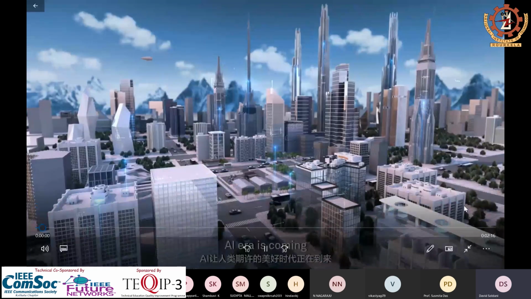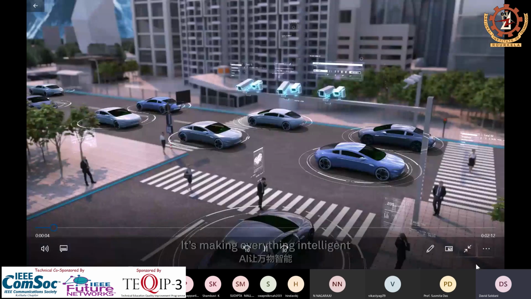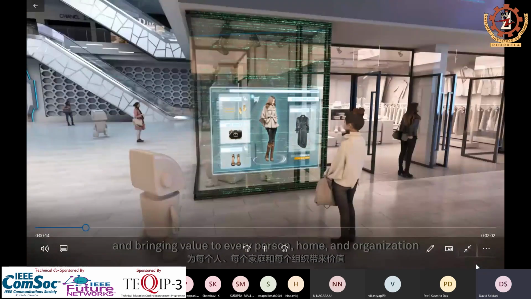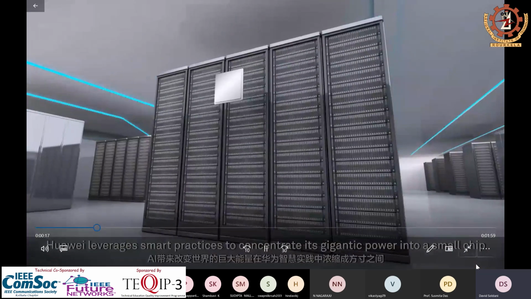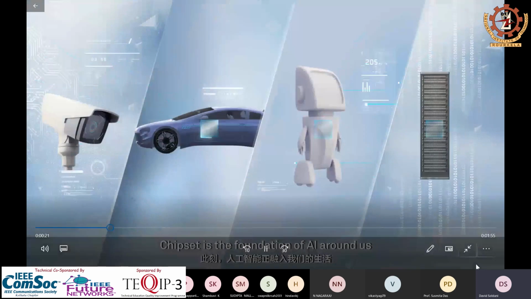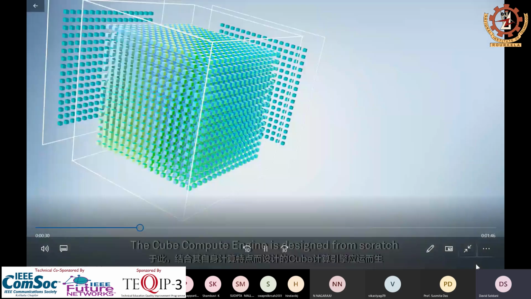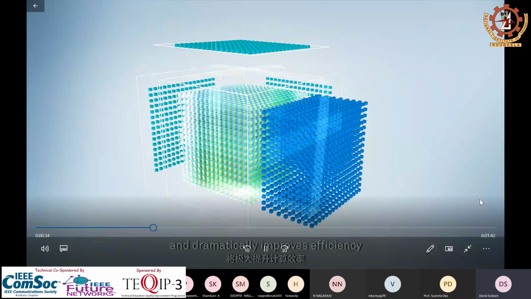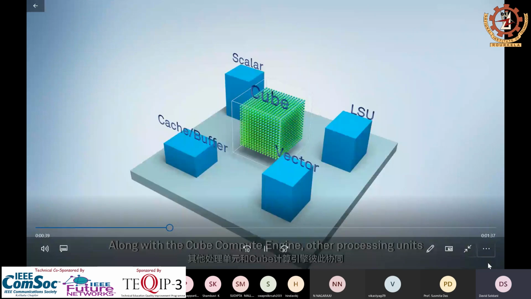AI era is coming. It's making everything intelligent, reshaping all industries and bringing value to every person, home, and organization. Today, Huawei leverages smart practices to concentrate its gigantic power into a small chip. Chipset is the foundation of AI that surrounds us, which needs a revolutionary computing architecture. The Cube Compute Engine is designed from scratch based on AI computing characteristics and dramatically improves efficiency. Along with the Cube Compute Engine, other processing units are working accordingly to deliver computing power for various scenarios.